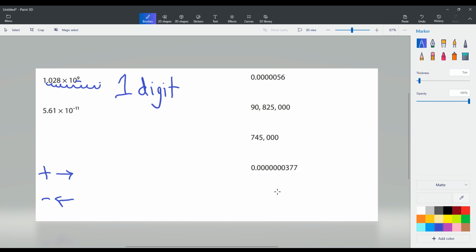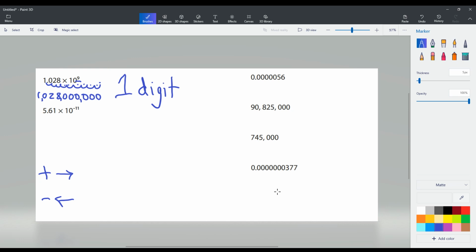If you notice, I've got 1, 2, 3, 4, 5, 6 places that do not have numbers there. I'm going to have to fill those in with zeros. So 1, 0, 2, 8, and then 6 zeros: 1, 2, 3, 4, 5, 6. And I can go back and put in my commas. So that's 1,028,000,000.